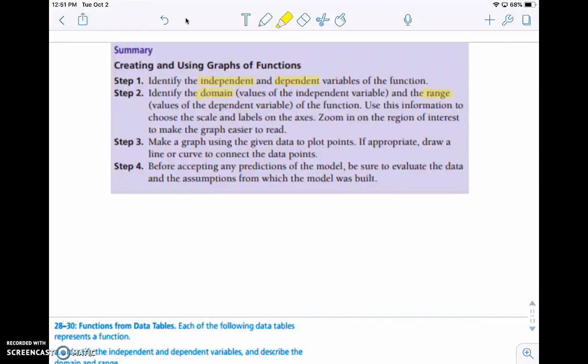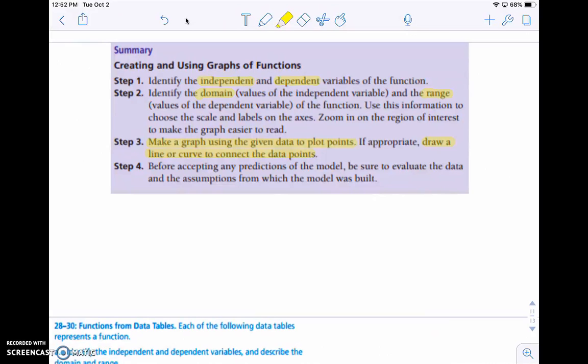Okay, third, you make a graph using the given data points or the given data to plot points. And you may see a relationship, so if it's appropriate, you can draw a line or curve to connect those data points. So I'll give you an example of that here shortly. But that's taking all of that data and then plotting them on a graph.